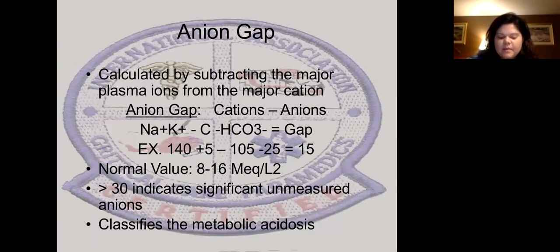You could have an anion gap. It's going to be calculated by subtracting the major plasma anions from the major cations. So your sodium and potassium minus your HCO3, that's going to give you your gap. So there's an example with values. Normal value is 8 to 16. Anything greater than 30 indicates significant unmeasured anions. And we're going to classify those as metabolic acidosis.